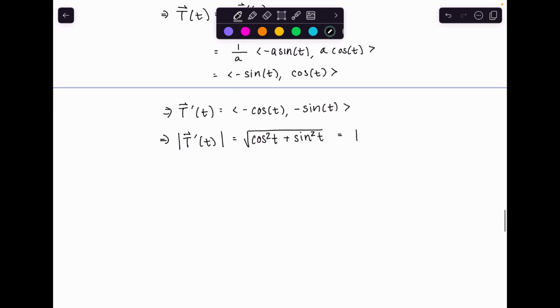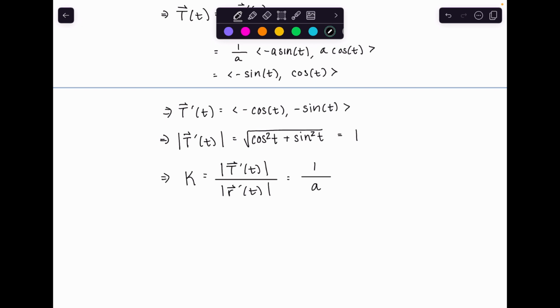So in general, my curvature is the magnitude of T prime of t over the magnitude of r prime of t. Well, it happened to be that our derivative's magnitude was 1, and then r prime of t is exactly a. Okay.